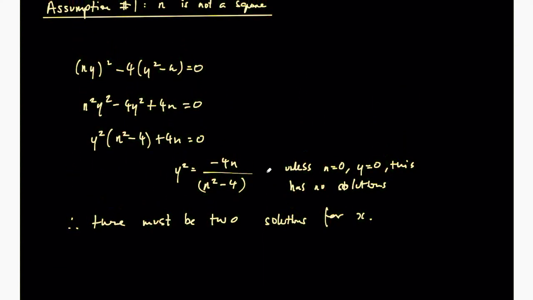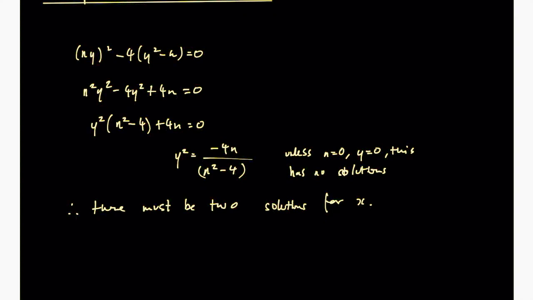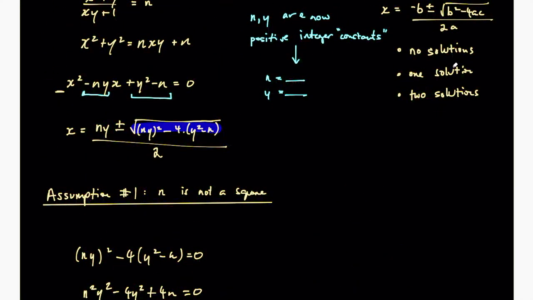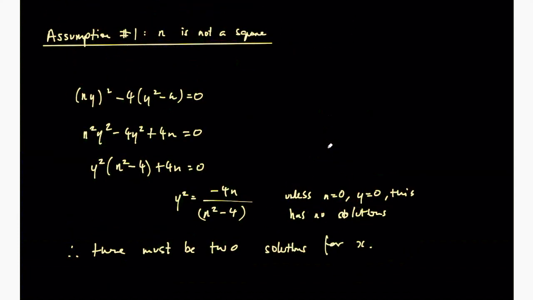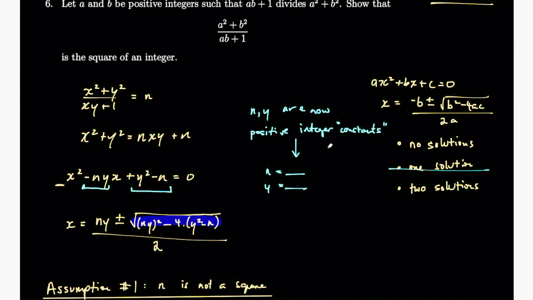Okay, so then we're on to the next part. We've shown there can't be one solution, so let's just cross this out. We've said there's two solutions for x. Okay, and here I should point out the second assumption we're going to make. There's a second assumption we're making, and this assumption is fine, and I'll explain why. Assumption number 2 is that y is greater than x.